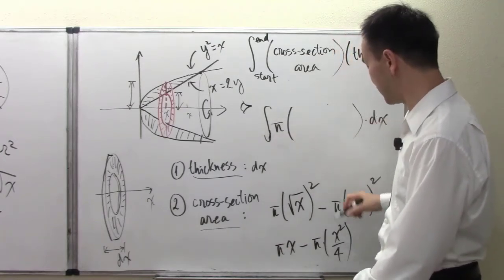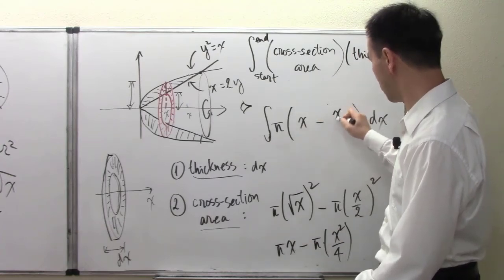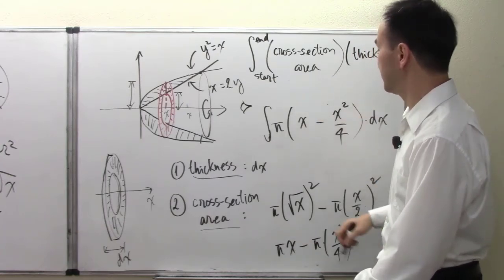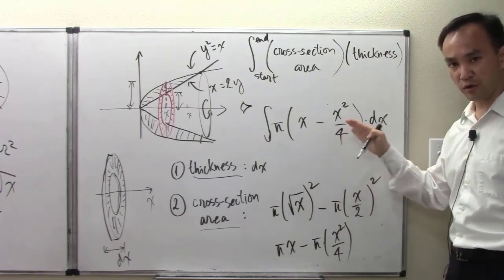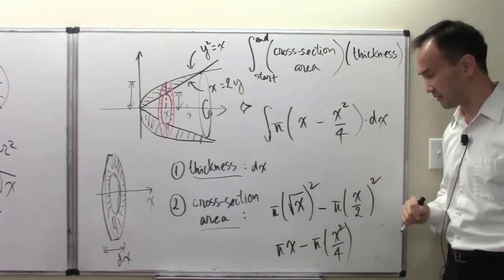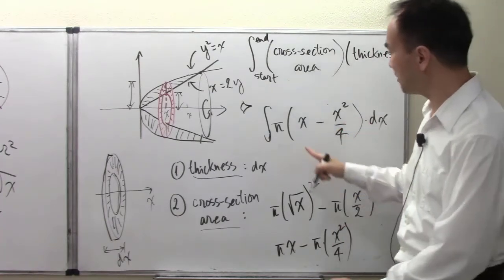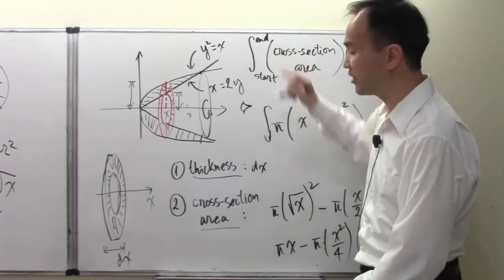And now I'm looking at x minus x squared over 4. Okay, and so now we're almost done with our integral setup right here. So now one more step. Let's look for the start and the end of our accumulation.